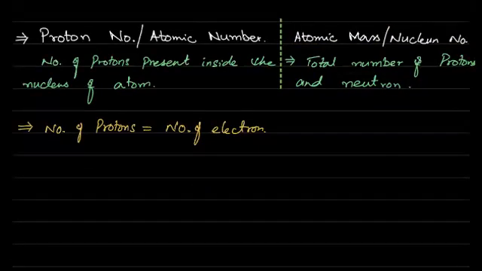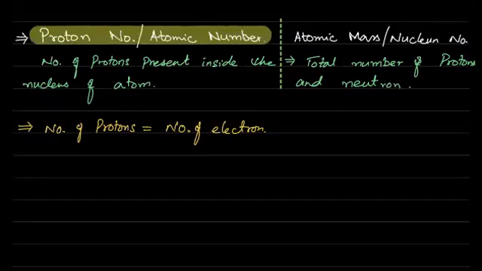Now, one more thing I want to tell you about the number of protons or atomic number: it is identical for a specific element. It is just like a fingerprint for an element. Your fingerprint is unique for you. It cannot match with any person in this universe. The same thing happens in the atom. The number of protons is unique for a specific element.